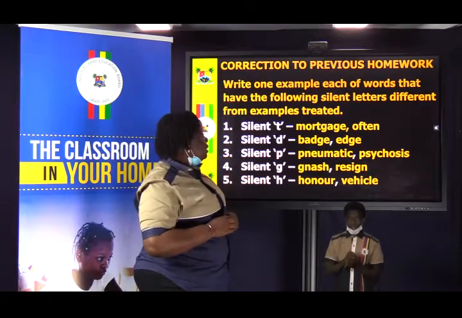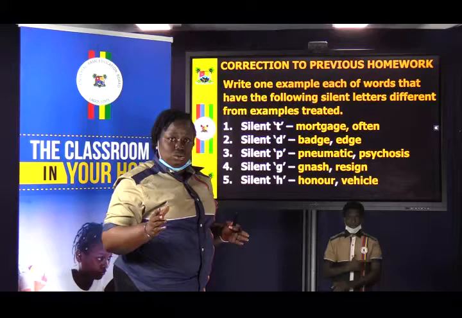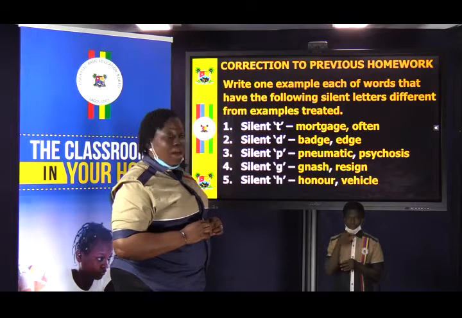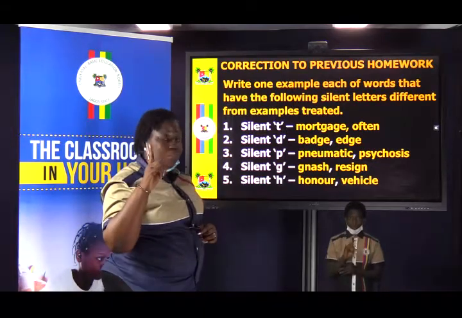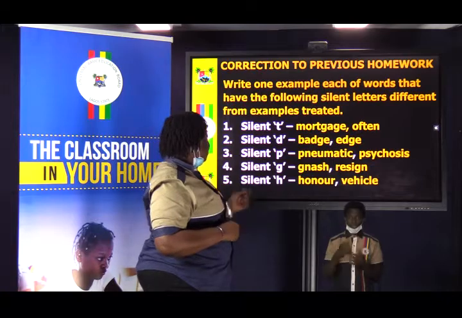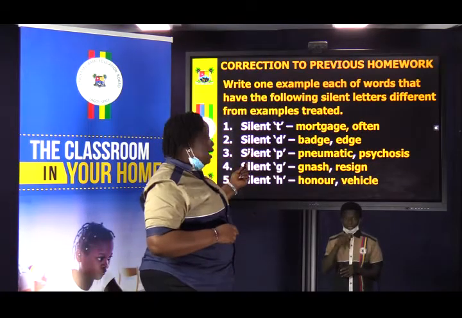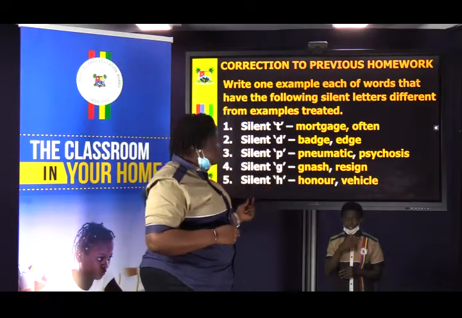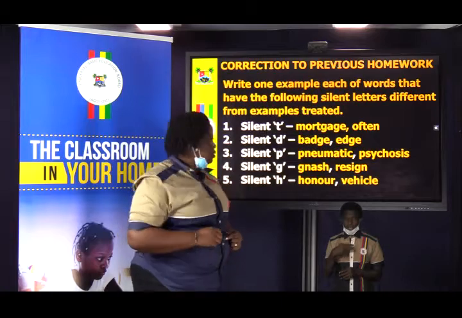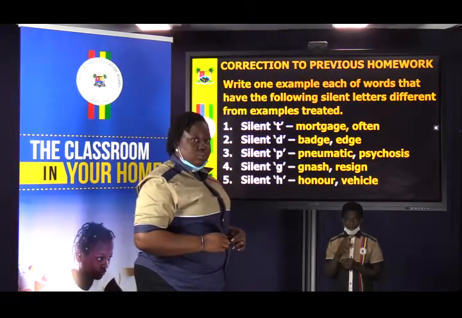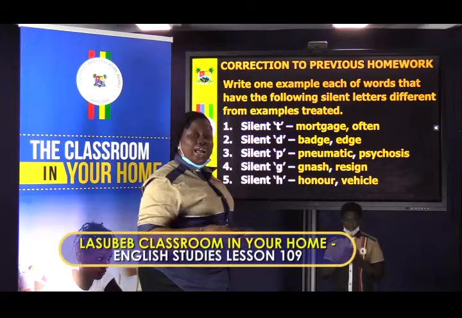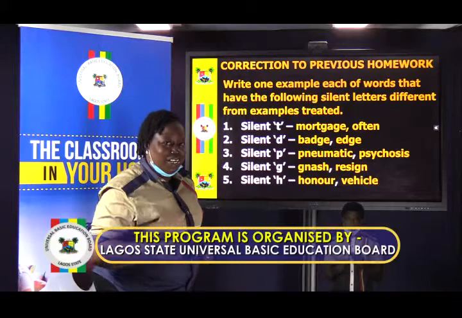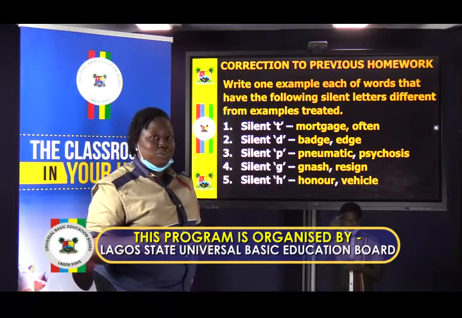In our last lesson, we looked at some words that have silent letters in them. You were asked to write one example each of words that have silent letter T, silent letter D, silent letter P, silent letter G, and silent H. So here are my examples. Yes, you have something close to that. I trust you. You are smart children, and you are awesome. Good job, you. Let's cheer for you.